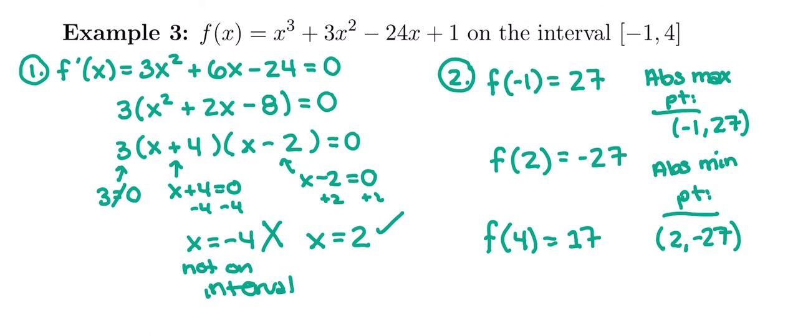So again, all we've really done here is zoom in on part of the graph and say what's the highest y value and what's the lowest y value to give the absolute max and the absolute min.